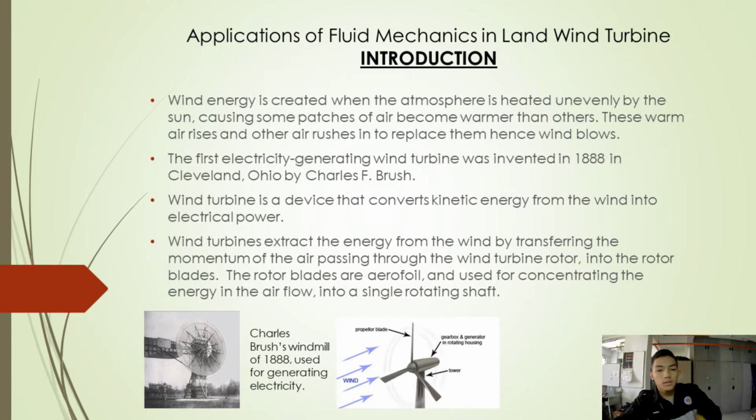A wind turbine is a device that converts kinetic energy from the winds into electrical power. Basically, how a wind turbine works is by extracting the energy from the wind by transferring the momentum of the air passing through the wind turbine rotor into the rotor blades. The rotor blades are called aerofoils and are used for concentrating the energy in the airflow into a single rotating shaft.